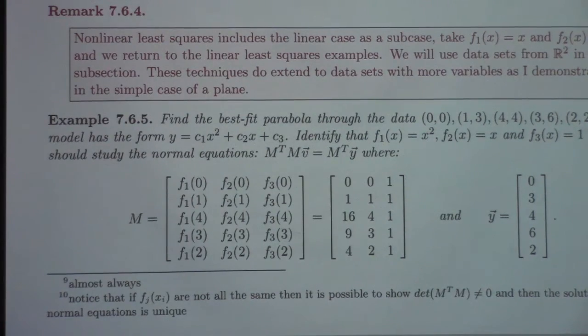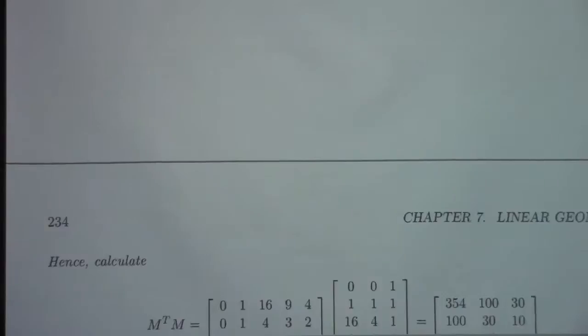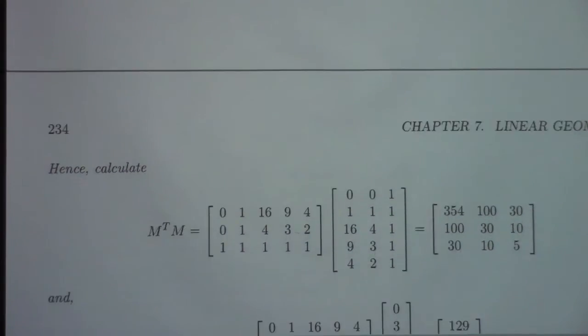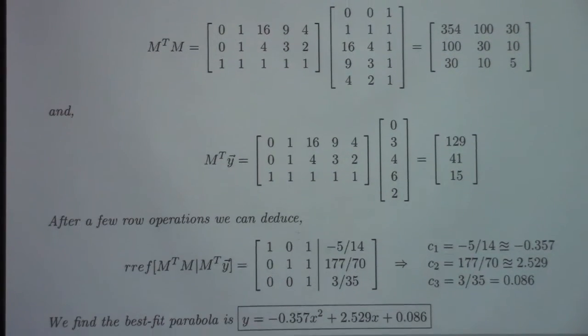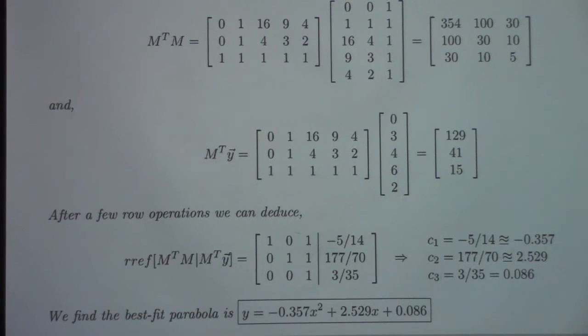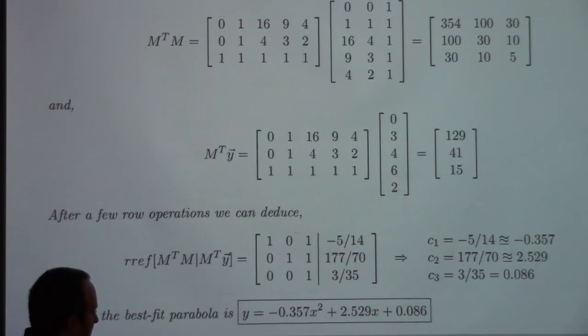Again, an inconsistent equation, 5 equations and 3 unknowns, inconsistent. No problem, though. Because we can multiply by the transpose of the coefficient matrix and get a corresponding consistent system, the normal equations, like so. And then I do row reduction, as usual, in the earlier part of the course. And that gives me these coefficients, which are approximately that. And so, to a good approximation, the best fit parabola is this guy.